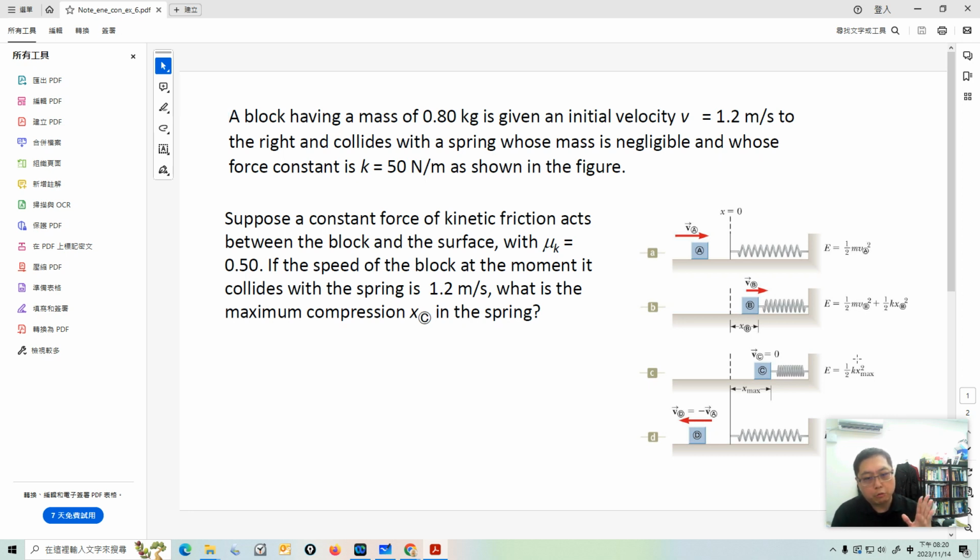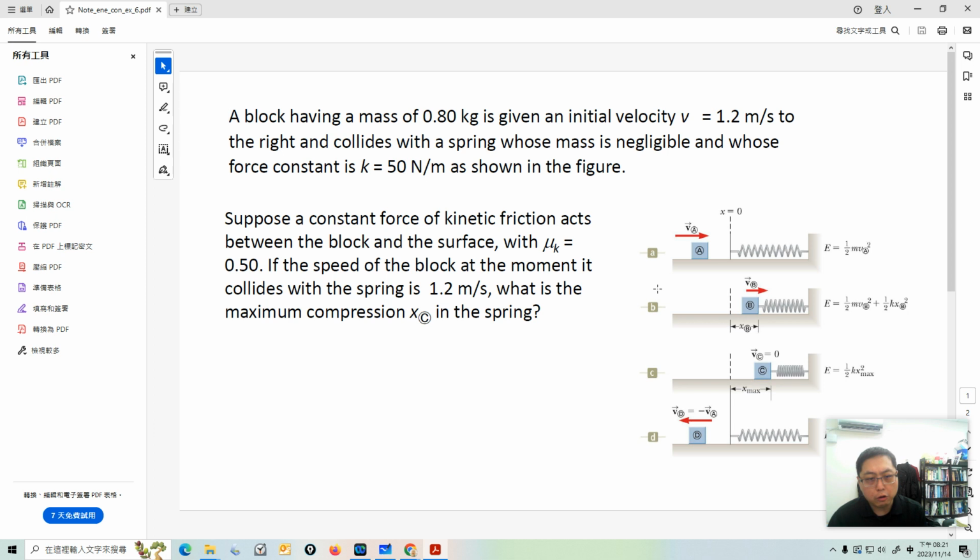So then the object will gradually stop. At the moment it stops, the velocity of this object will become 0, and at this moment you will have the maximum compression. When the object strikes the spring and gradually slows down, and then the velocity becomes 0, at that zero-velocity moment you will have a maximum compression of the spring.